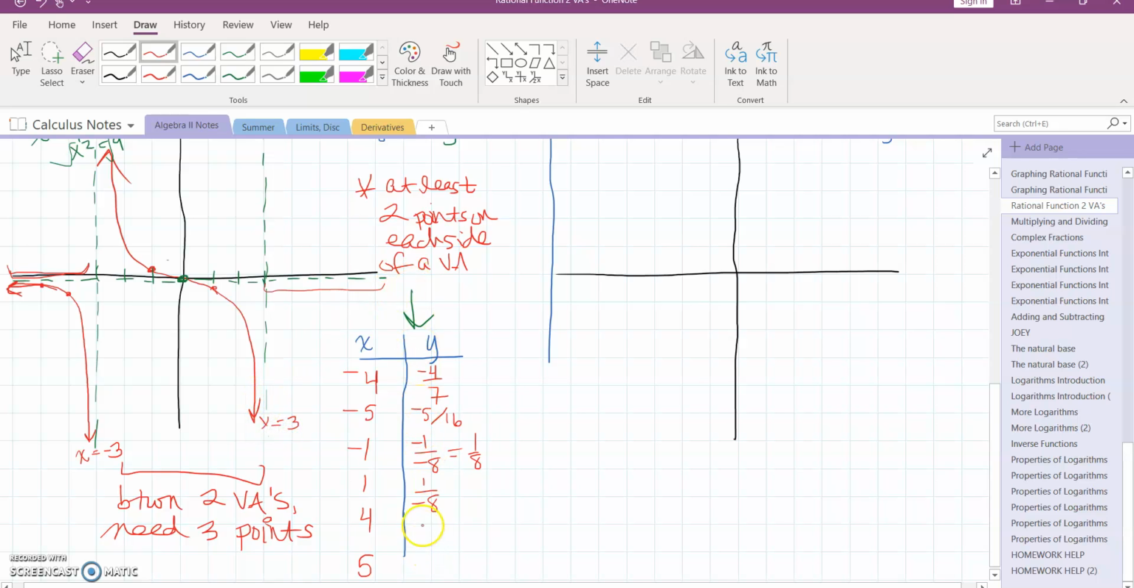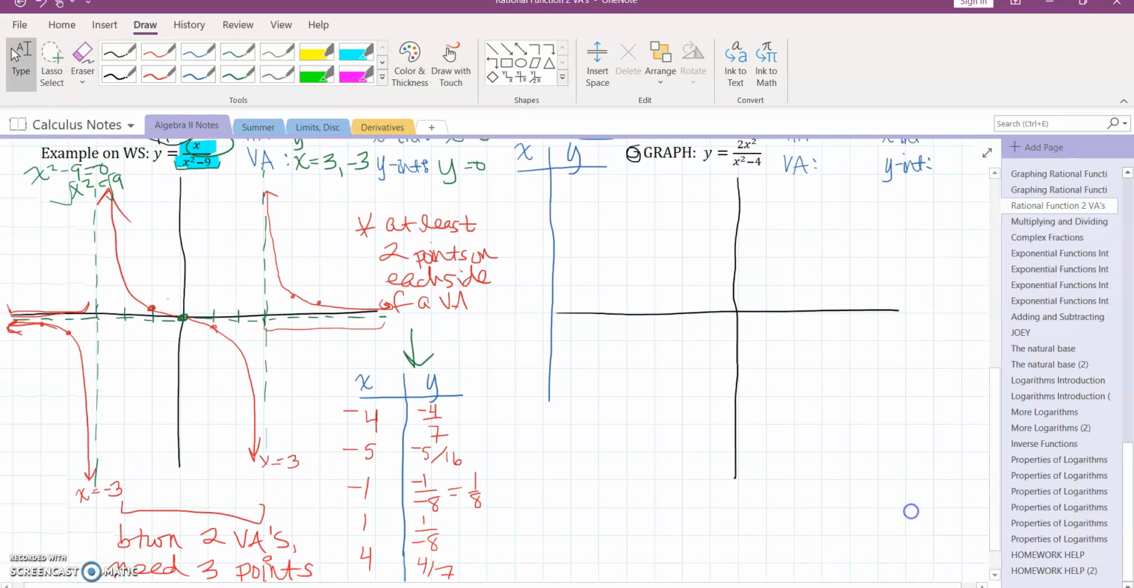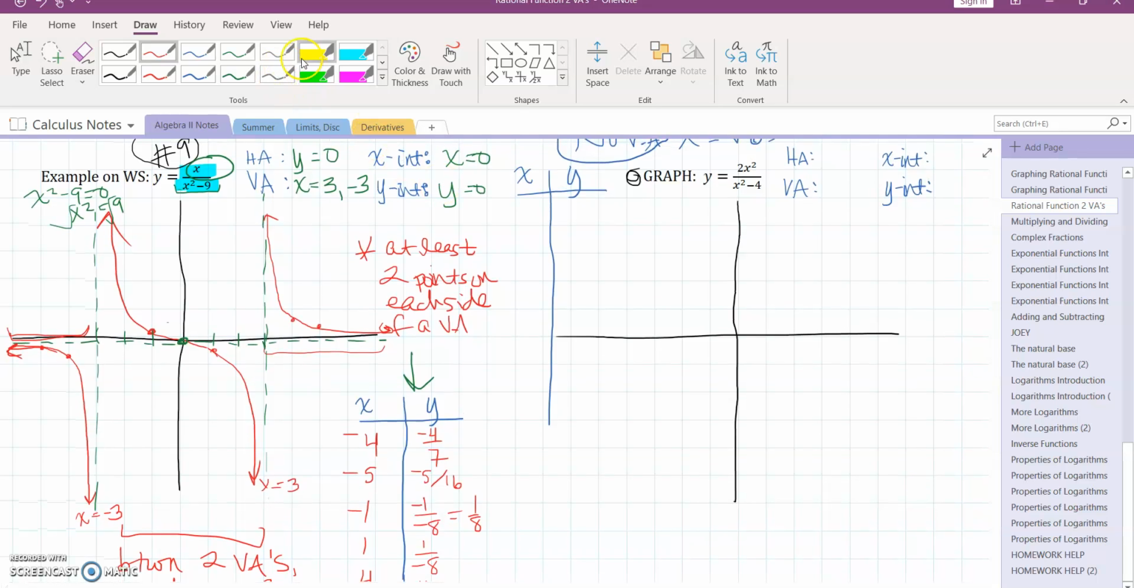So 4 ends up being 4/7, you can verify that in your head. 5 ends up being 5/16, again, you can verify that. So at 4, I'm at 4/7, a little more than half. At 5, I'm at 5/16, a little less than a third. So I am definitely going down. You just need a general trend, like what's happening, and then you follow your asymptotes. Okay, there you go. So let's do this one here, and then you should be good to go.